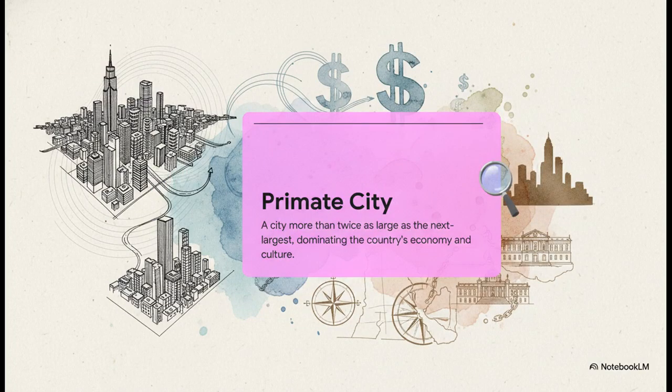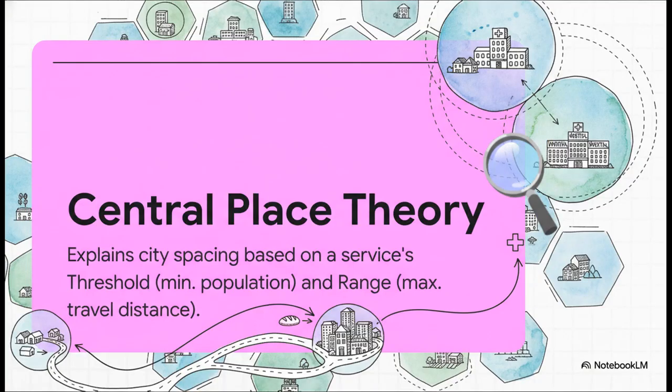And then you've got the total opposite of that, the primate city. This is where one single city is just massive. It's more than double the size of the next biggest city, and it completely dominates the country's economy, its culture, everything. Think Mexico City or London. This is really common in countries where power and money got funneled into one single hub, often during a colonial period.